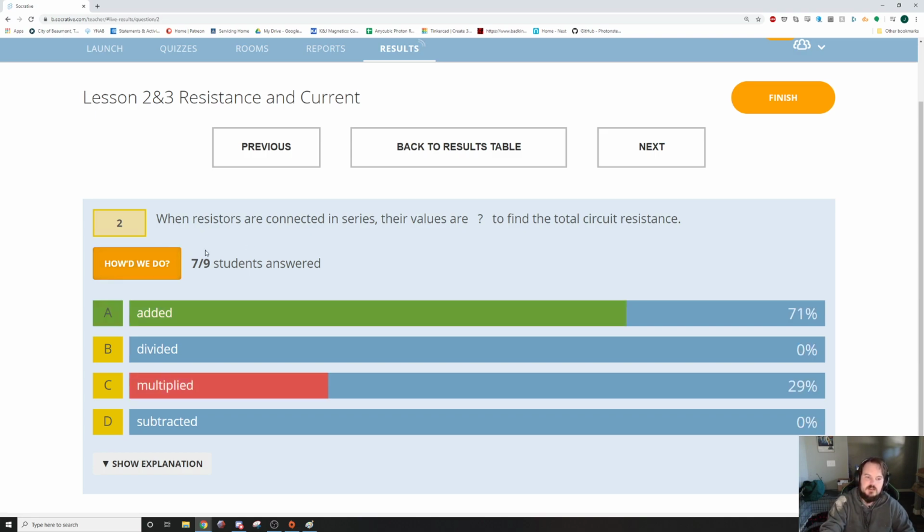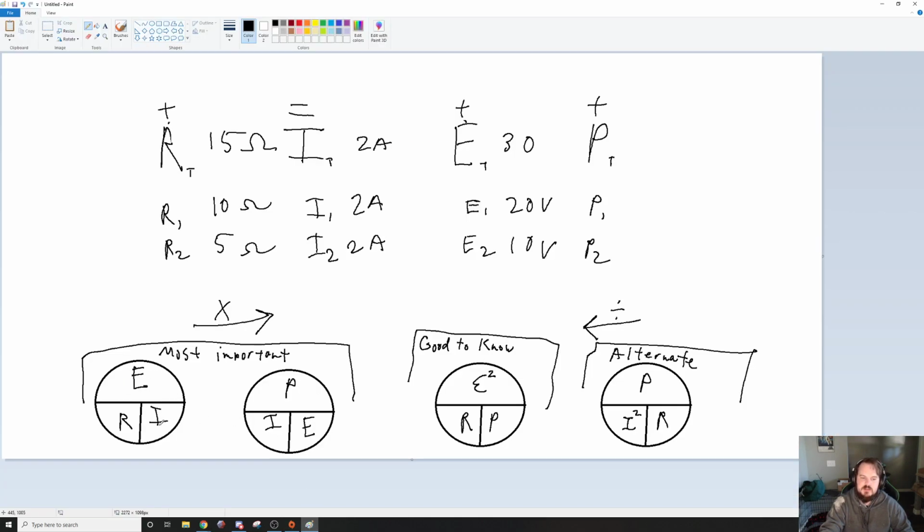All right. Values are added. Resistors add together. That is Ohm's law, as we see here.